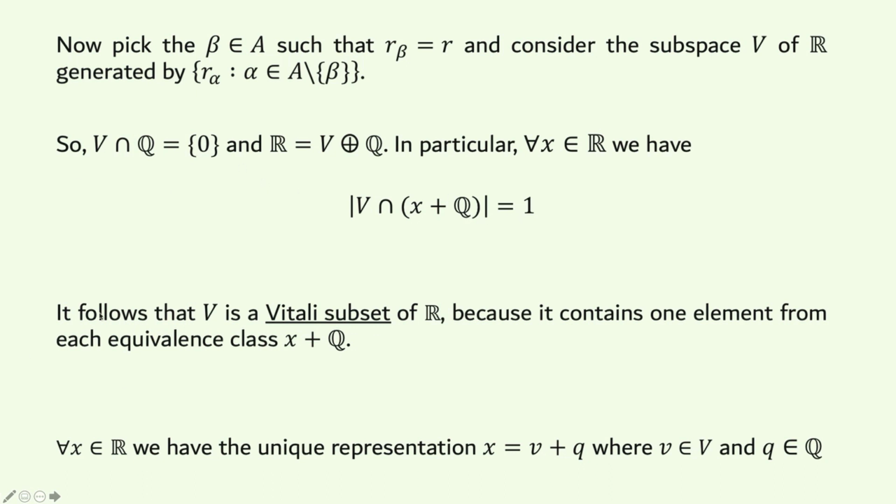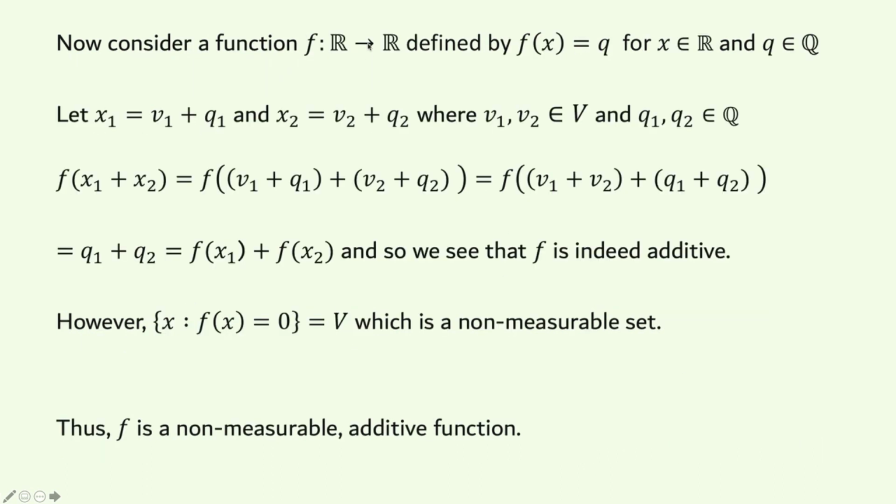And so it follows that V is a Vitali subset of R because it contains one element from each equivalence class of x plus Q, right, as stated in this equation. And so for all x in R, because R is a direct sum of V and Q, we have the unique representation x equals v plus q, where v is in V and q is in the rationals. So now we're going to consider the function f from R to R, defined by f of x equals q, where q is a rational and x is a real number.